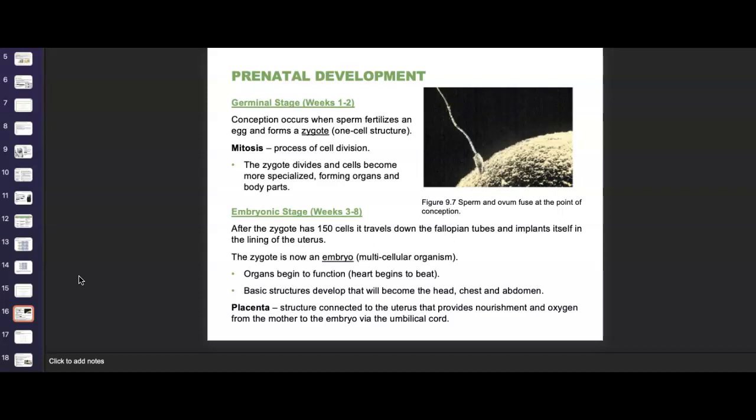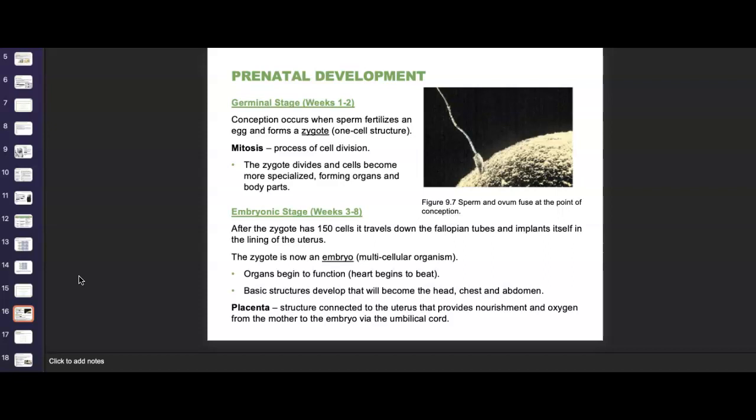This time is full of growth and activity. The first 2 weeks are known as the germinal stage. This is the first 2 weeks following conception. The developing organism is known as a zygote. Okay? Conception occurs when sperm fertilizes an egg and forms this zygote. Zygote stands for one cell structure. The zygote divides and cells become more specialized. The dividing of the cells is a process known as mitosis. This then begins to form organs and body parts.